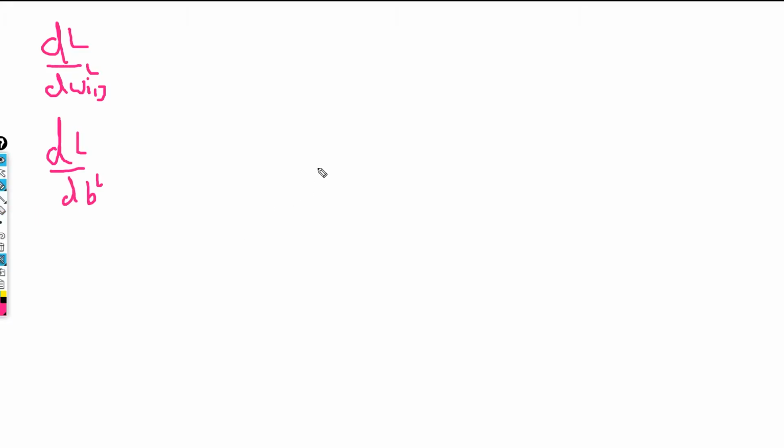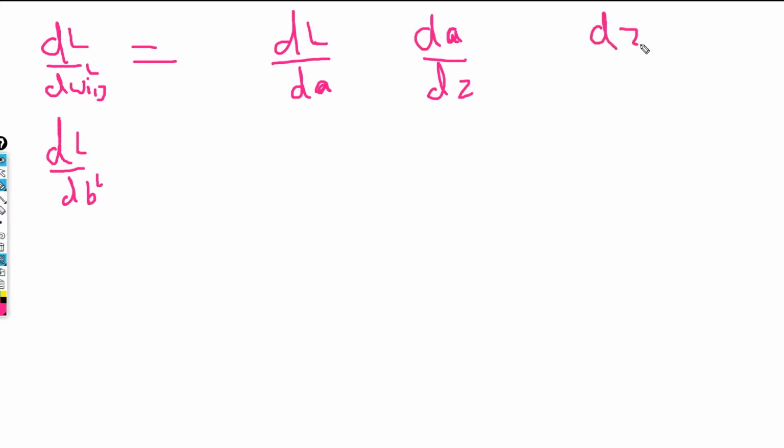Let's talk about this part. I said that dL, that is the loss, the main loss, is going to be affected by dA. And this dA is going to be affected by dZ. Then we said that this dZ is affected by dW.